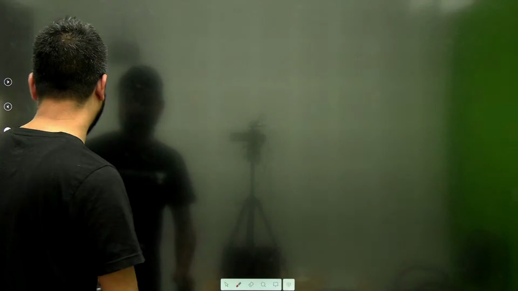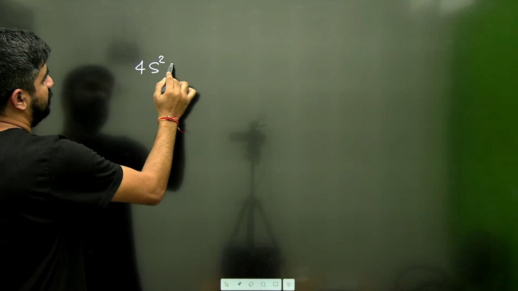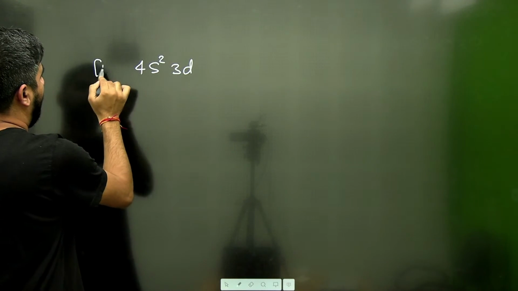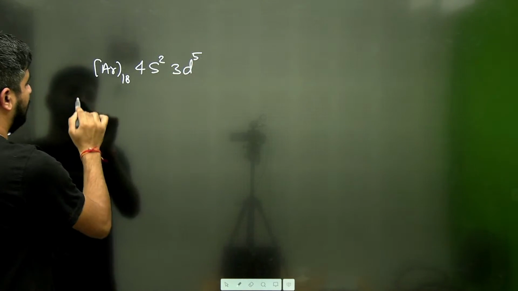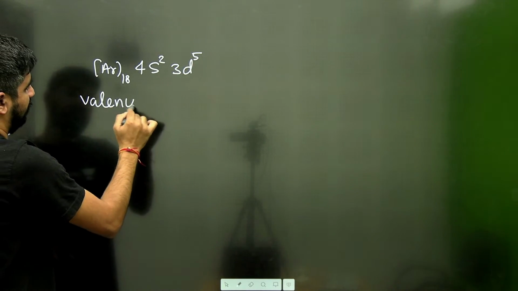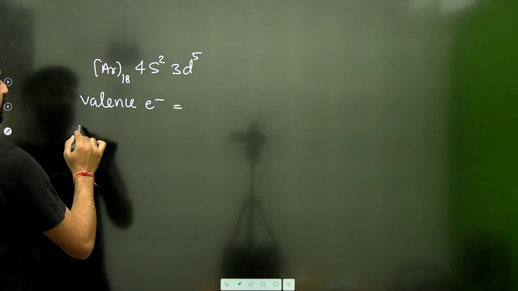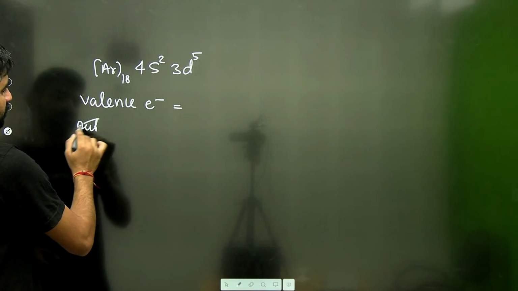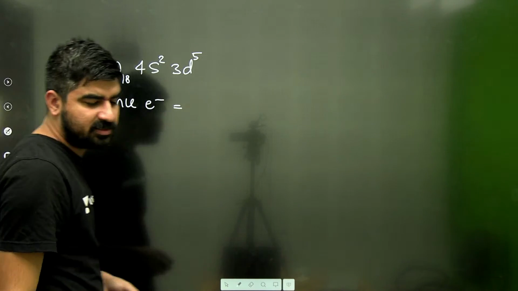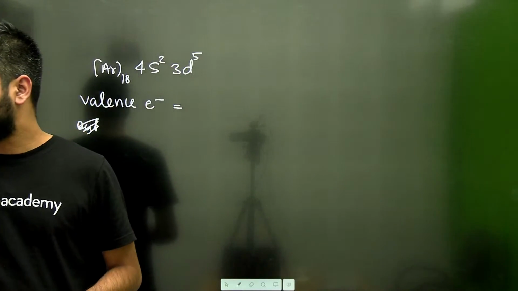So here let me tell you, if I'm writing 4s2 3d5, yes, tell me the valence electron, and tell me how many valence electrons will be there. Yes guys, be fast, write in the chat box.